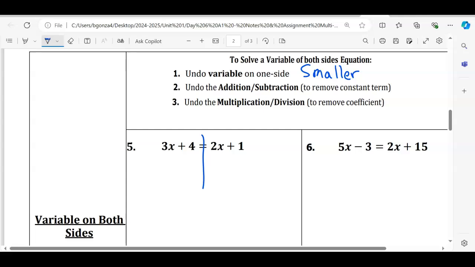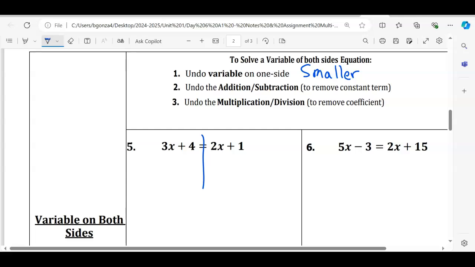Which x is smaller? 3x or 2x? 2x, right? Now here's the question. How do I get rid of 2x? The answer is not dividing. Here's why. You're not removing 2 from the x, you're removing the entire 2x, okay?